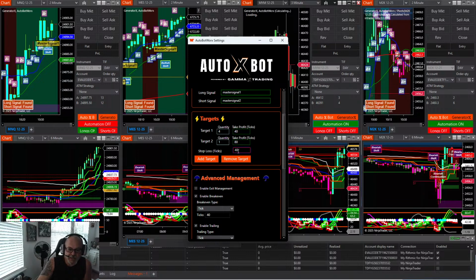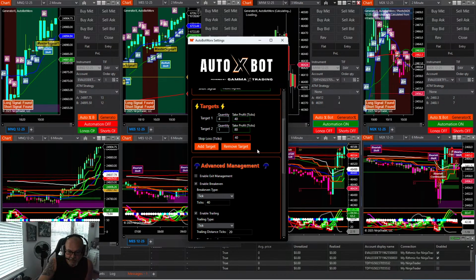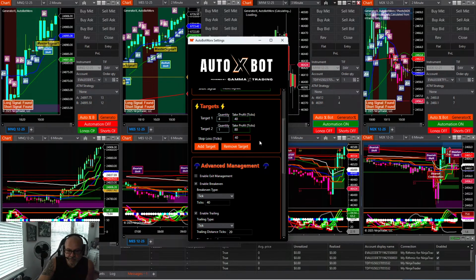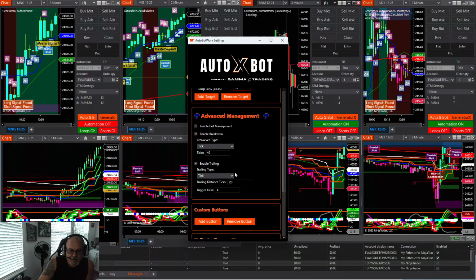So the immediate stop loss is 40 ticks, which is 10 points, which is pretty tight for NQ. And then my trailing, yeah, is 20 ticks. I probably should have left that at 40 until we hit our first profit target. But see, that's the thing I can't change. So this would be good.